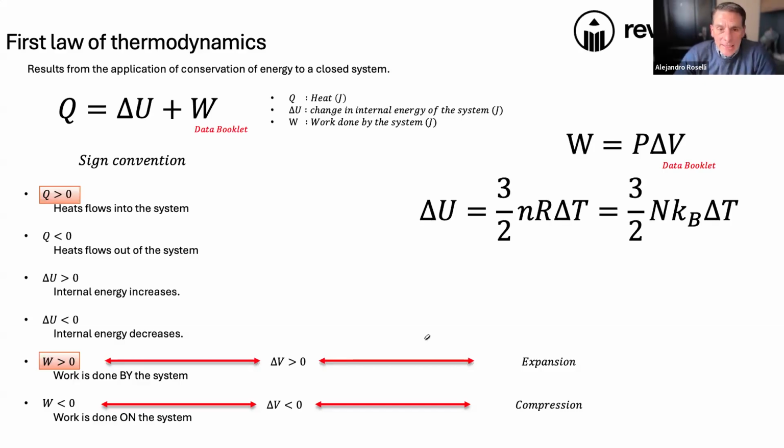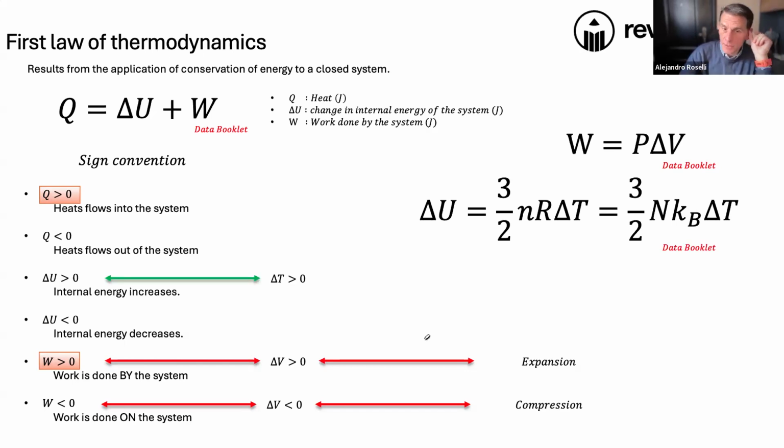Now, the variation, the change in the internal energy of the system. It's related to the change in temperature, an extremely similar equation to the one you will find in the SL section, but now with the deltas. Delta U equals 3/2 nR delta T.